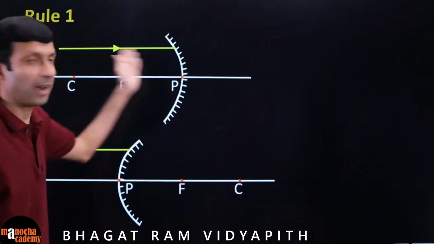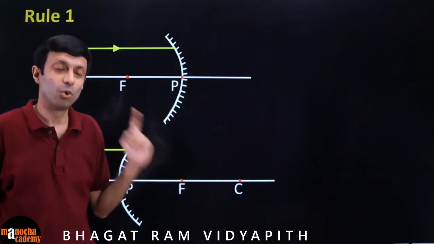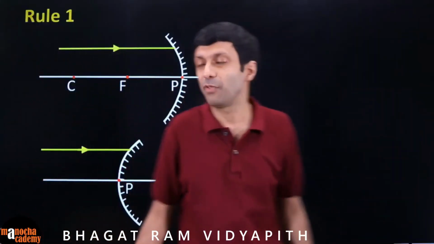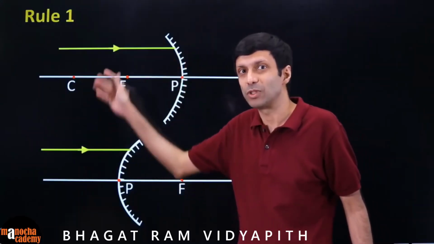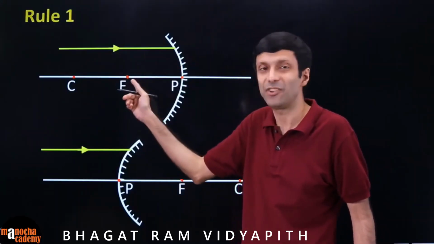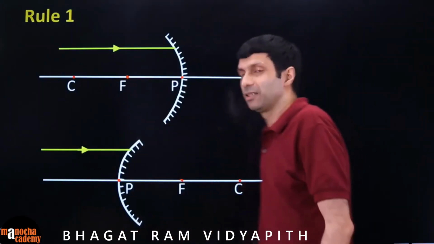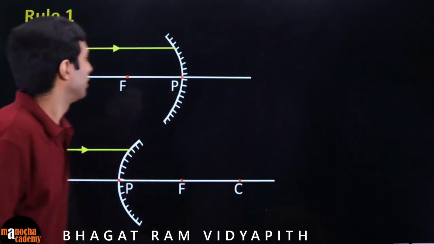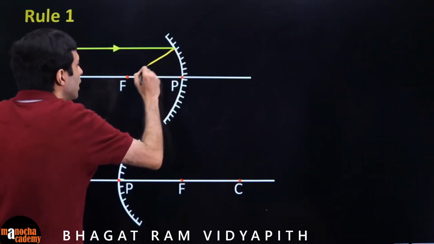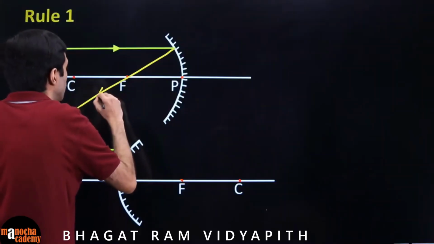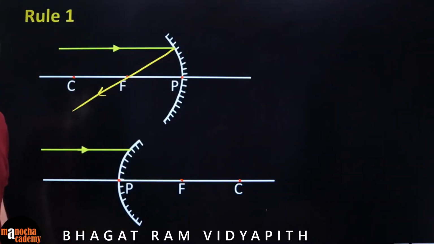If the ray is drawn parallel to the principal axis, rule 1 says that after reflection for a concave mirror, it is going to pass through the focus, because this mirror converges the light rays through the focus. So please draw that right now. The ray of light parallel to the principal axis after reflection passes through the focus of the concave mirror.